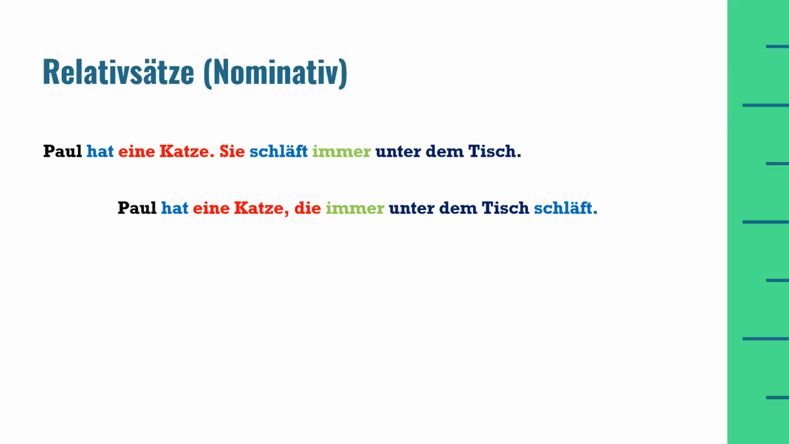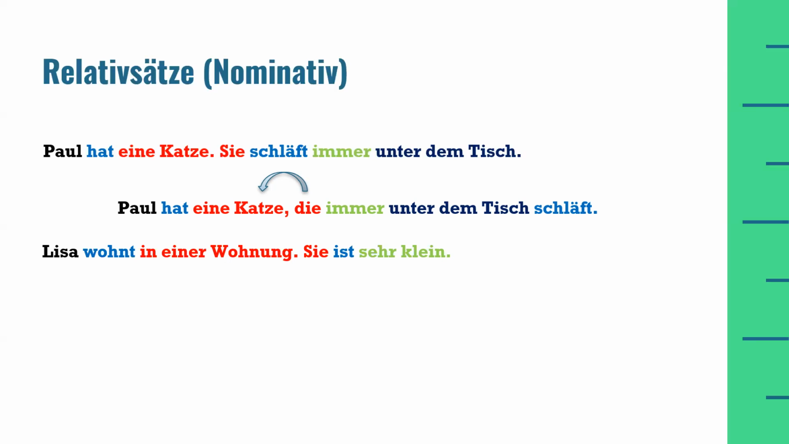Paul has a cat that always sleeps under the table. So in English, we use who or that. In this sentence, we are referring to Katze, therefore we are using that. And in the German language, we have to use the relative pronoun for the noun that we are giving more information about. So this die is actually referring to Katze.